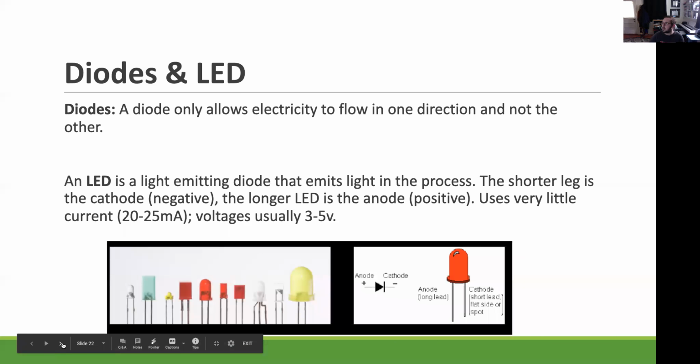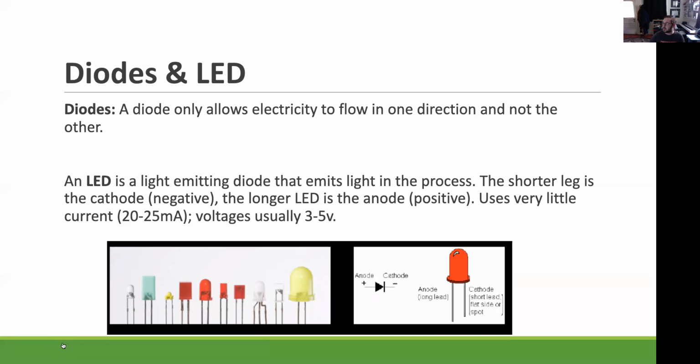Diodes and LEDs. These are essentially lights. They allow electricity to flow through in one direction and not the other. So you'll notice that if you plug these in backwards, it won't work. And if you aren't careful, that could short them out.